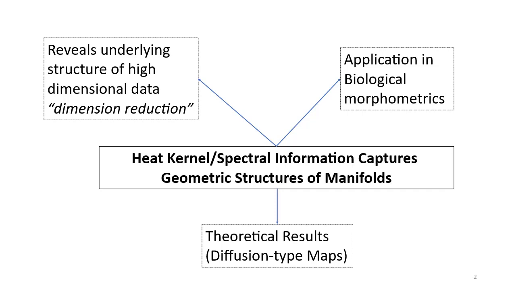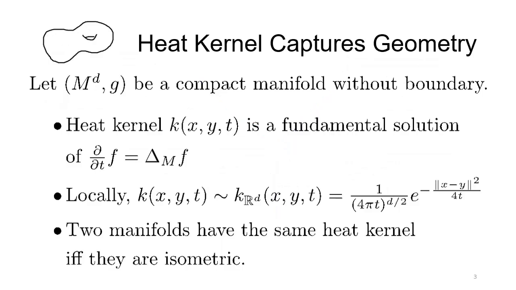We will also see an application in biological morphometrics, and you're going to see how the heat kernel can help you capture the geometry there. Last, we will see some theoretical results based on diffusion maps. The heat kernel captures geometry. What does that mean?